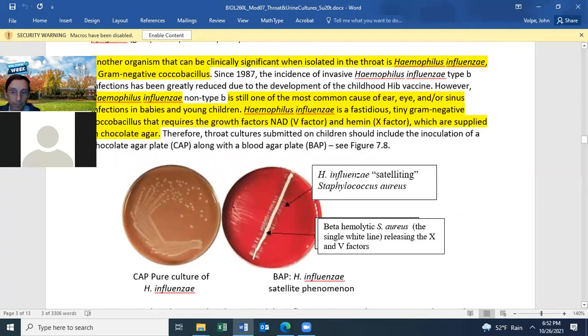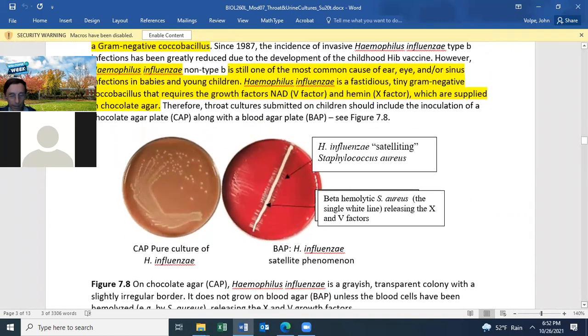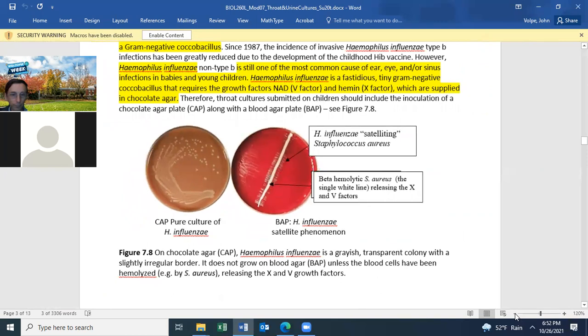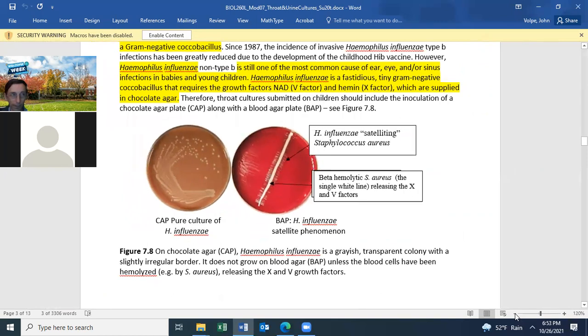There's actually a test for that. I think we will run into it later in the lab today. But maybe it's in a future lab, I don't remember.